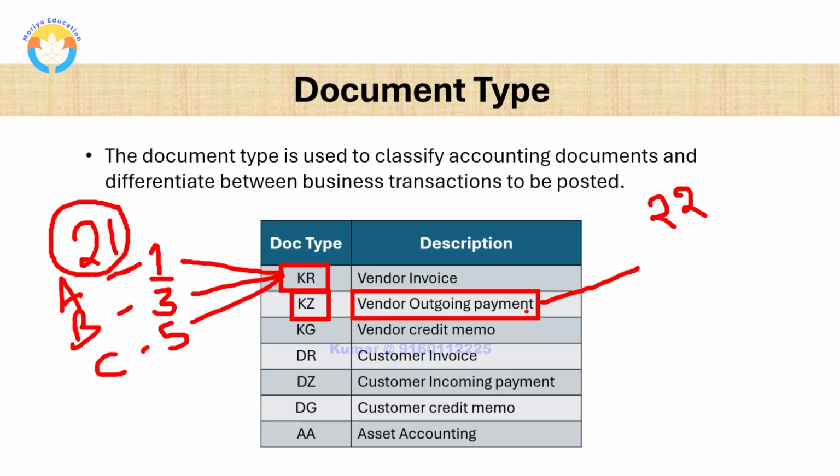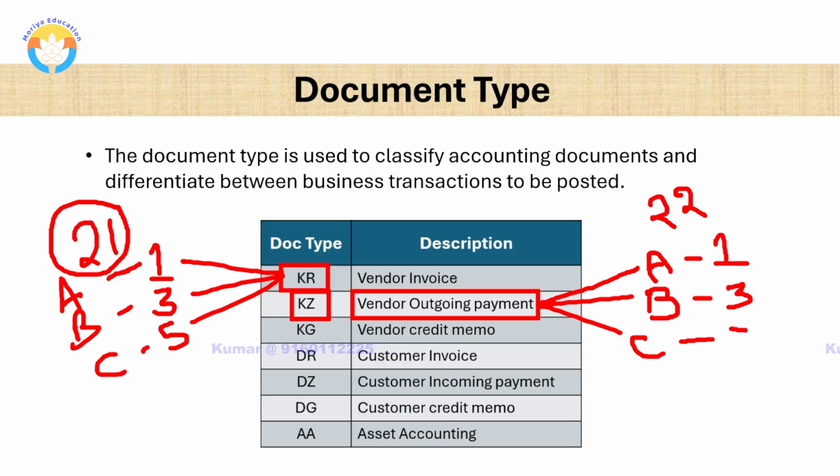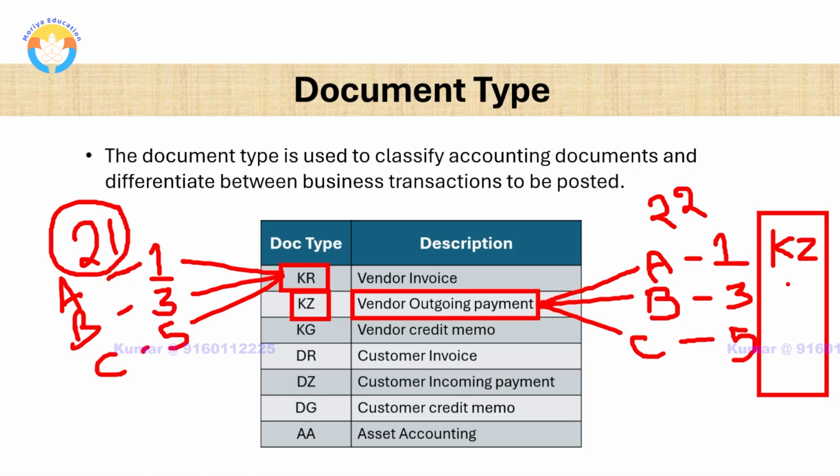I'm paying to vendor A. How much I'm paying? 1 lakh. 1 lakh I purchased, no? 1 lakh I'm paying. And again on the same date, tomorrow, 22nd, for vendor B also I'm paying 3 lakhs. And vendor C also I'm paying 5 lakhs. But this time what is the document type? KZ. So for three vendor payments, the document type is KZ. Here also KZ. But the document numbers will be different because the transactions are different.